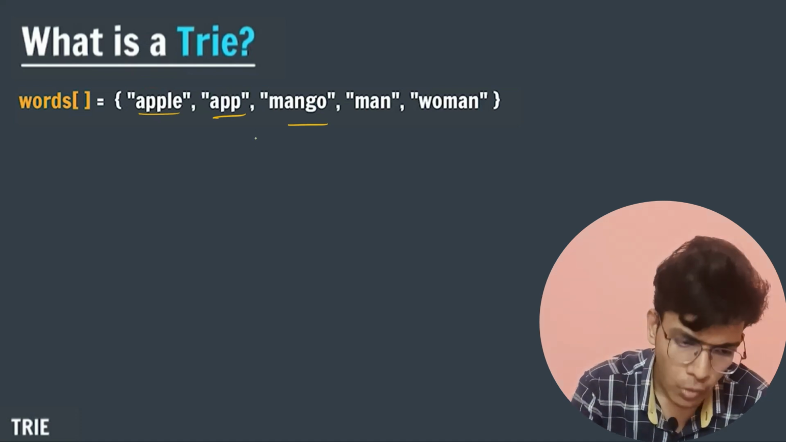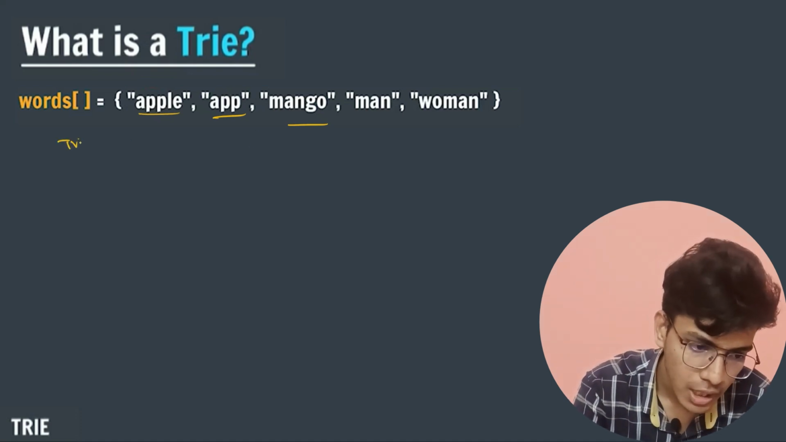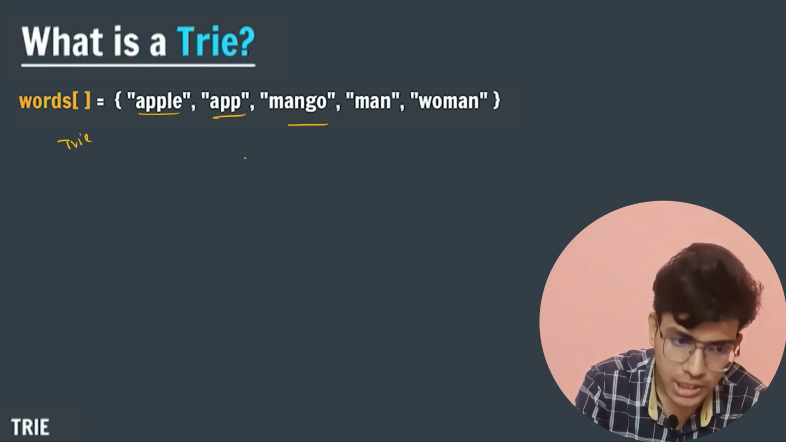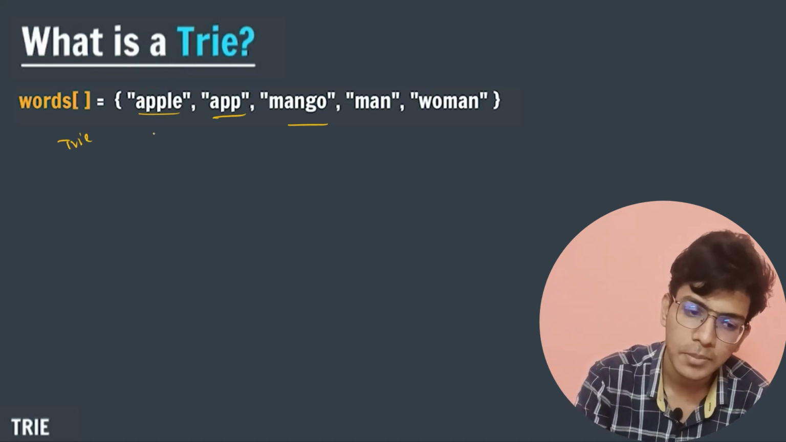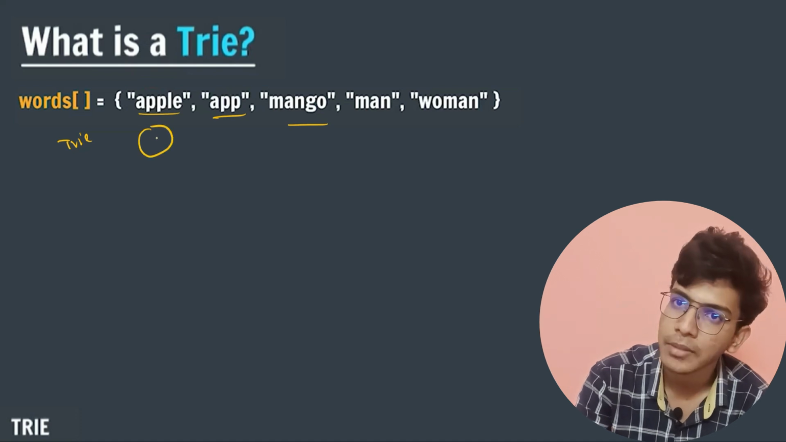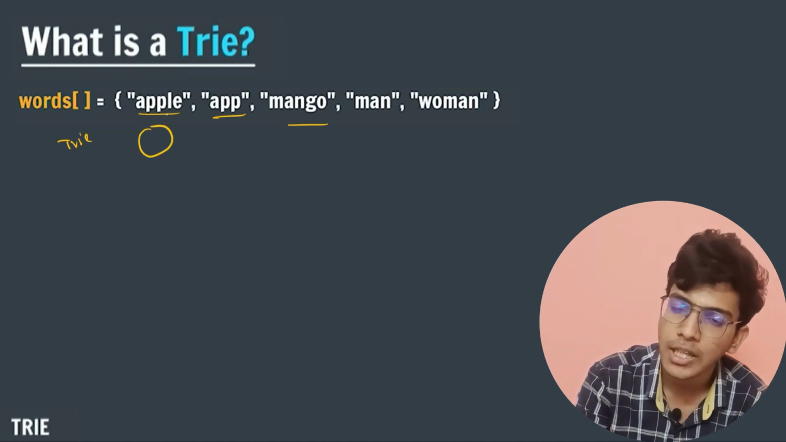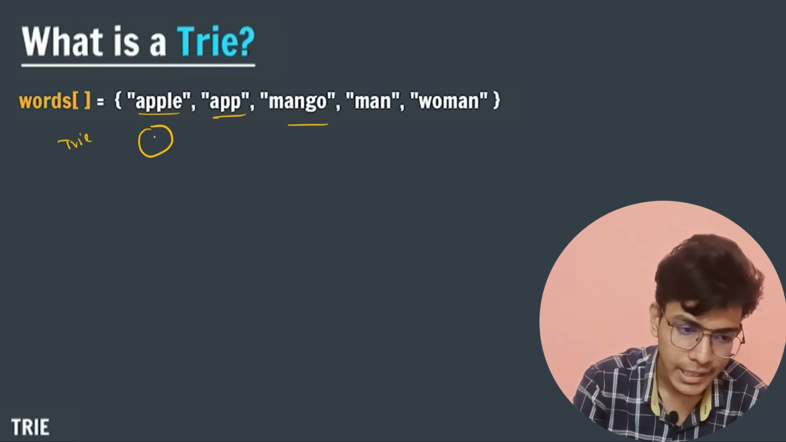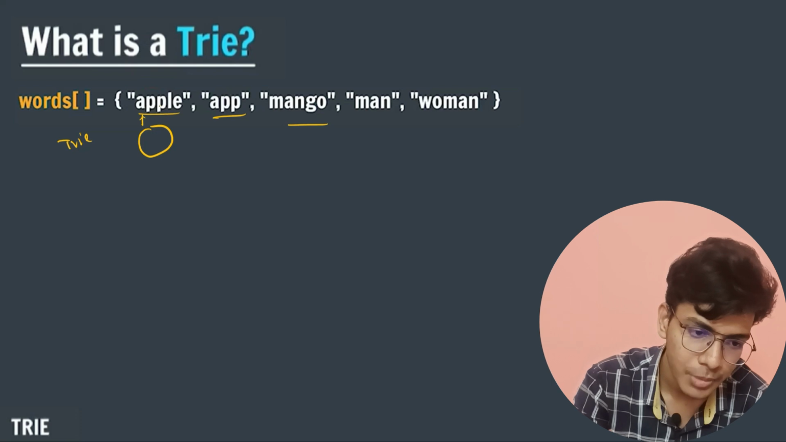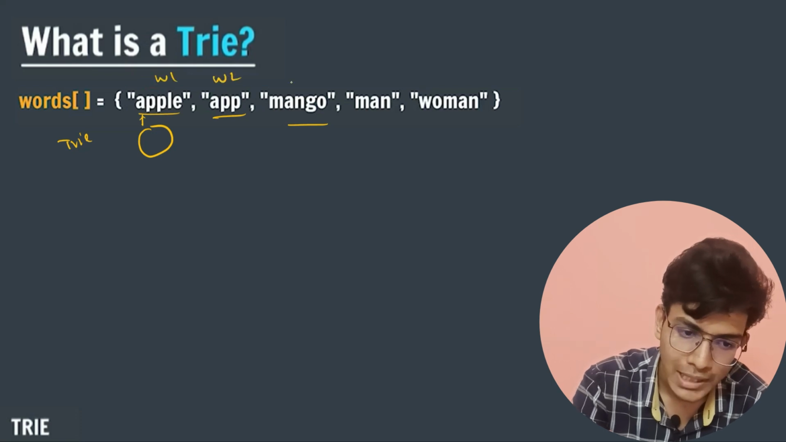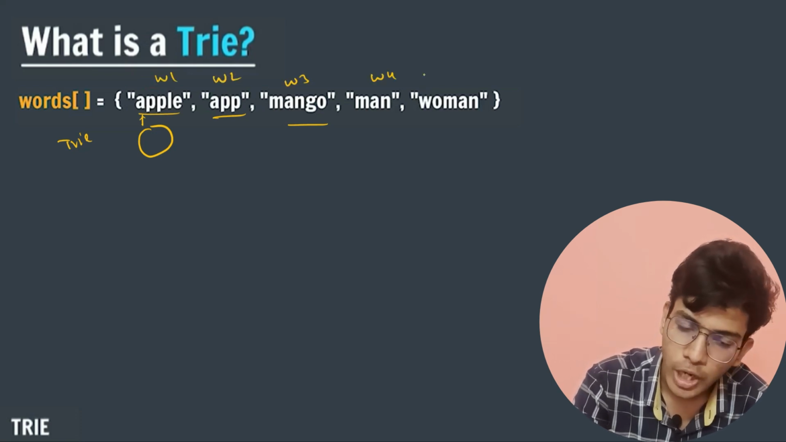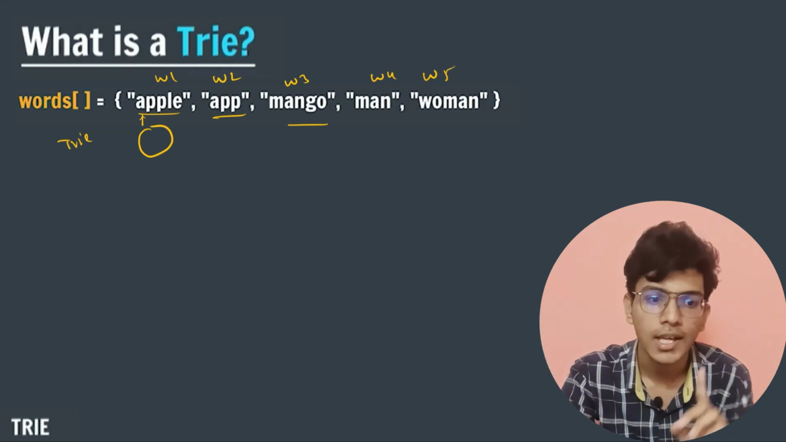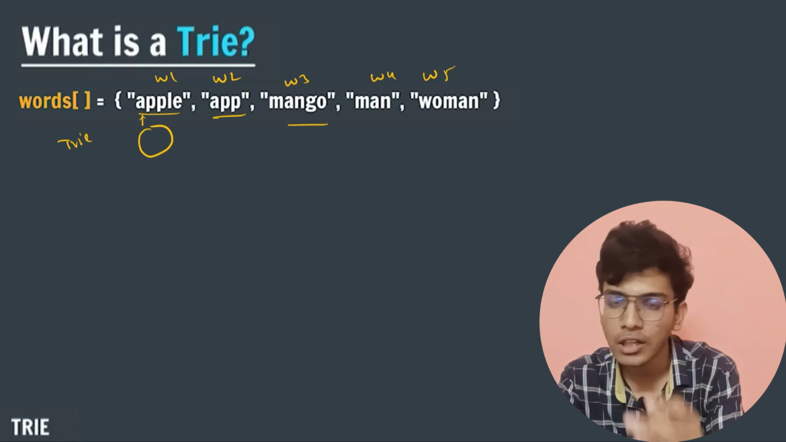I'm going to create a trie for this words array. Initially in a trie, there is a concept that the root node will always remain empty. Whatever the trie might be, the root node should always be empty. Now I will iterate through each word. This is word 1, word 2, word 3, word 4, word 5. So I have 5 words, and each word has some characters in it. I will iterate through each character of the different words.